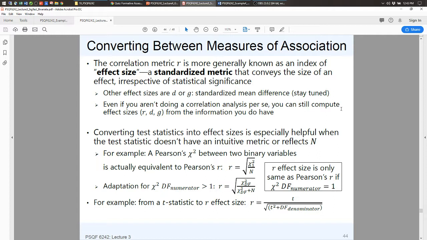There's an adaptation on this slide for when you have a numerator greater than 1, which happens when one of your variables has more than two categories. In that case, this R that you're computing, this effect size, is not the same thing as a linear relationship, because it doesn't make sense to think about a linear relationship if you have more than a binary variable. Like if you have something like dog, cat, bird as your favorite pets, you can't put a line through that. That doesn't make any sense.